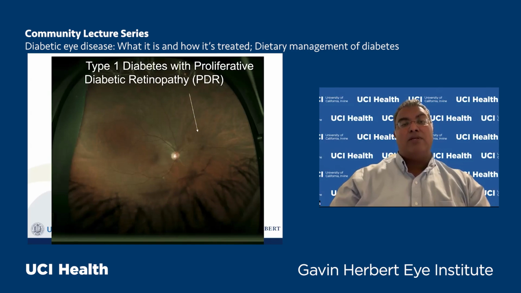That's the eyelashes that you're seeing. And there's horizontal red areas. That's actually blood in the vitreous cavity. We call that a vitreous hemorrhage. So this patient is about to have a bad problem.